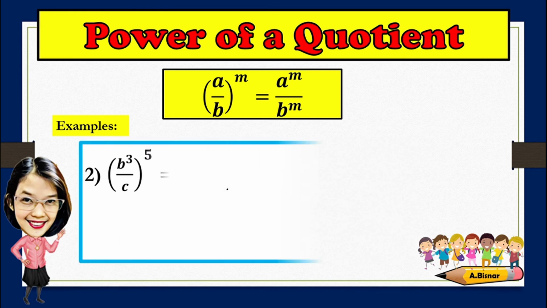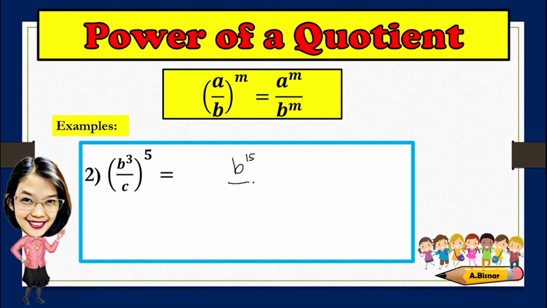Another, (b cubed over c) raised to the fifth power. So, since b has an exponent which is 3, we are going to multiply it by 5. So b raised to 15. Why? Because 3 times 5 is 15. Now what will be the exponent of c? The exponent of c in here is 1, and 1 times 5 is 5. So we have here b raised to 15 over c raised to 5.